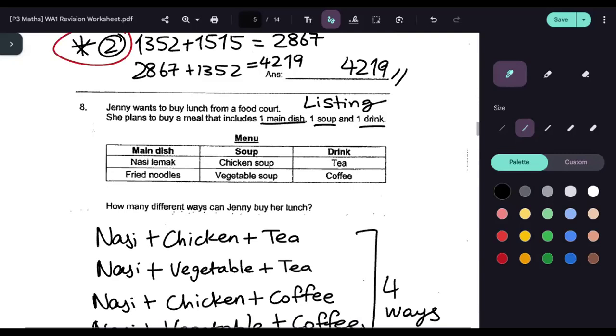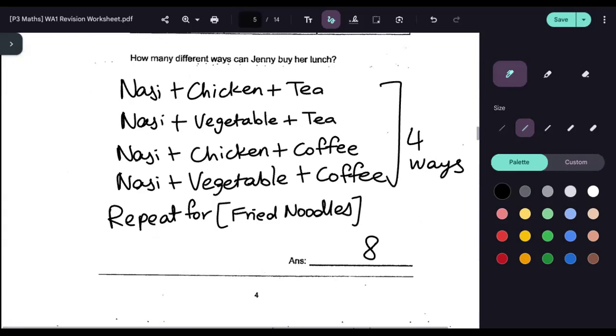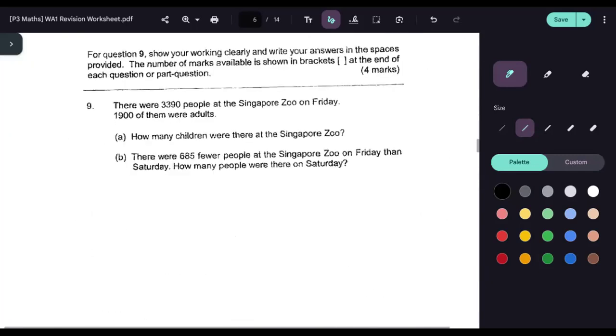Okay, I'm sure you all know what listing is. Listing is basically you list out whatever you have. So she can buy one nasi lemak, one chicken soup, one teh, or one nasi lemak, one vegetable, one teh, nasi lemak, chicken, coffee, or nasi veggie coffee. Okay, so total got 4 ways, right? Fried noodles, same story. So total there's 8 ways. Right, next one.